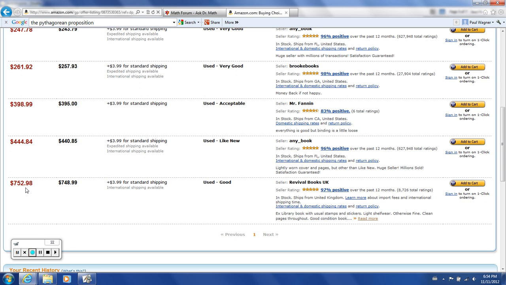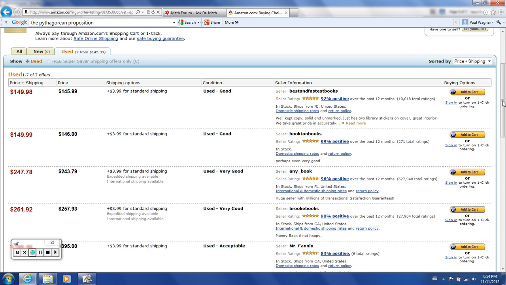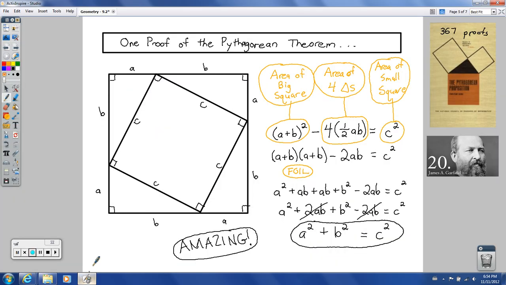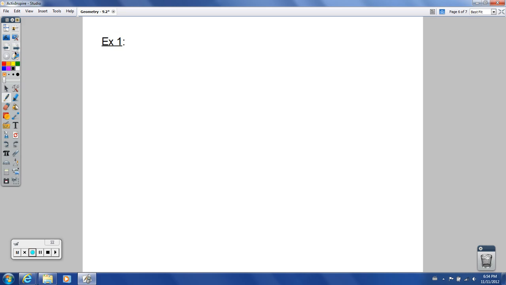$444.84 for a like new copy, and $752. Is that all for this book? I don't know if you plan on buying that anytime soon, but it's there. Hey, it's there if you want to purchase that book. Go ahead and spend away.